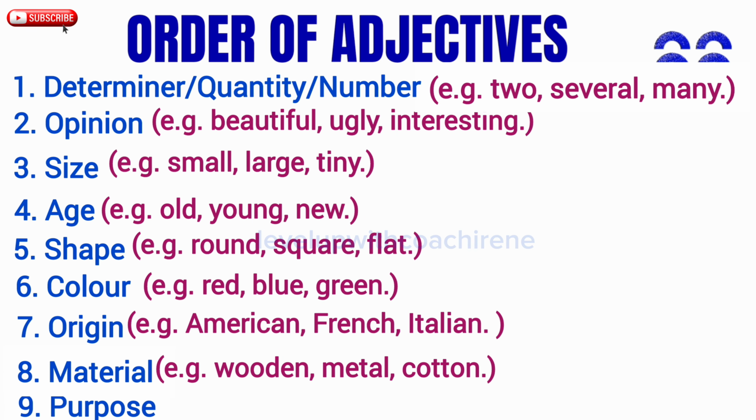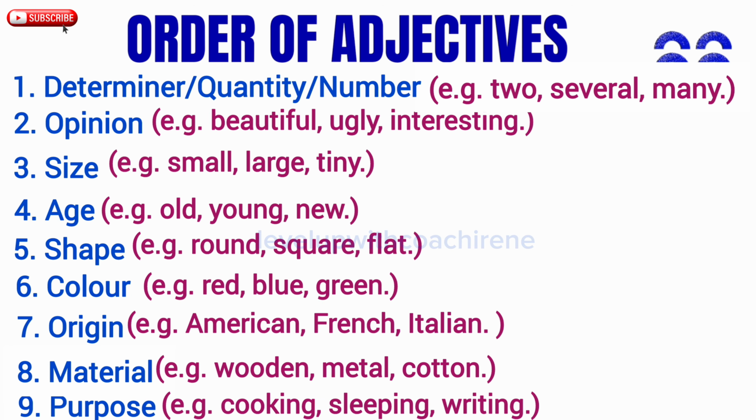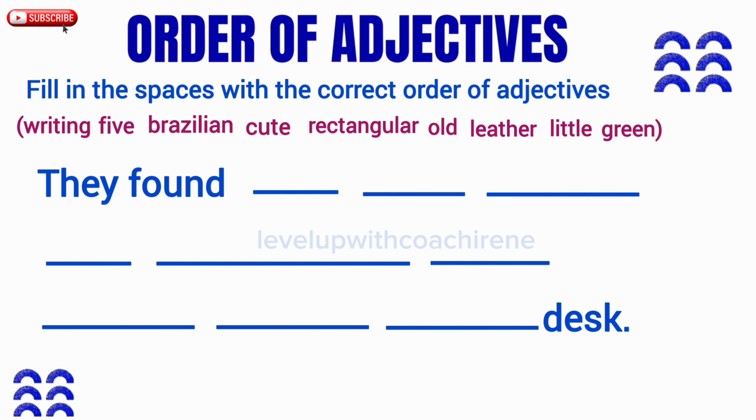Number 9, purpose. Examples: cooking, sleeping, writing. Let's look at an example together. I would like you to fill in the blank spaces with the right order of adjectives. Thereafter, we will look at it together. You can pause the video to give it a try.